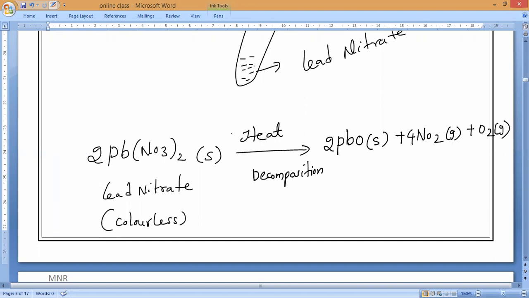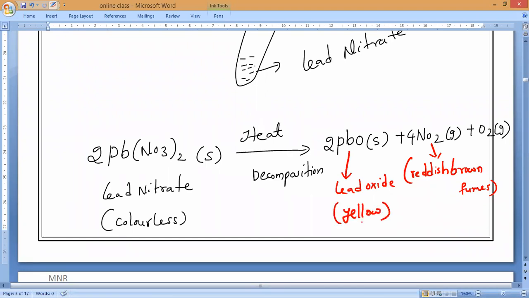By this time you might remember from the beginning, I already mentioned the color of nitrogen dioxide gas. Can you tell me what is the color of this gas? Starting itself I said, whenever you notice reddish brown fumes coming, it is indicating nitrogen dioxide is releasing. And oxygen also releases, which is colorless. And this is lead oxide. What is its color? Yellow color.